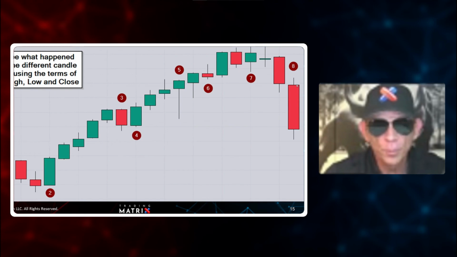8, we open, we put a wick in, and we break. Big full candle body down, go out towards the lows.